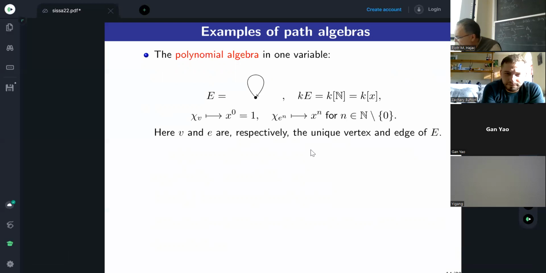So this is my edge e. This is my vertex v. No, I wrote it here. Here, v and e are respectively the unique vertex and edge of the graph, all right? So the only paths you can have are v and powers of e. So, well, chi of the nth power of e is mapped into the nth power of your variable x. That's it. And this way you get, it's again commutative.